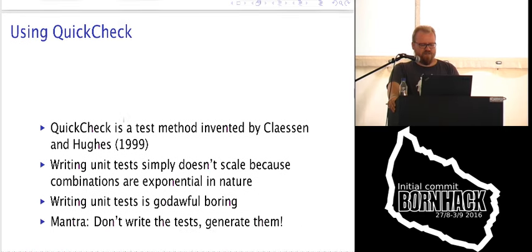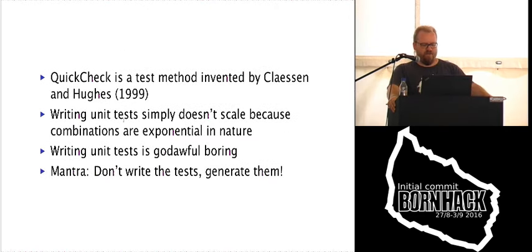So QuickCheck is a method that was invented by Koen Claessen and John Hughes back in 1999. The way it works is that they observed one very important thing: if you write unit tests, you get to a certain point in your software where it doesn't scale anymore, because writing unit tests is human effort. And once you have different kinds of unit tests, you can combine them into new tests. This gives you a multiplicative effect, and the number of test cases explodes exponentially if you want to cover every kind of interaction. So this is a problem because it's very hard work to maintain a large set of unit tests.